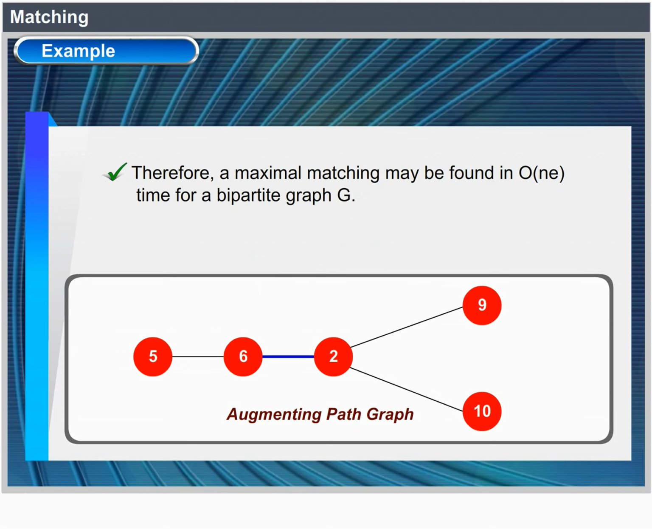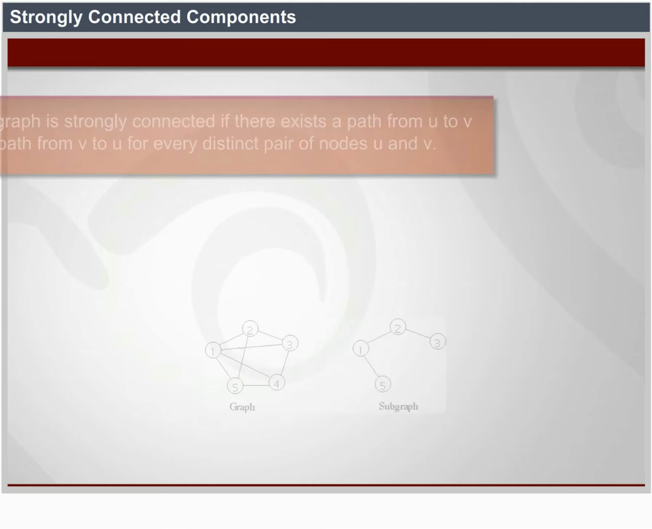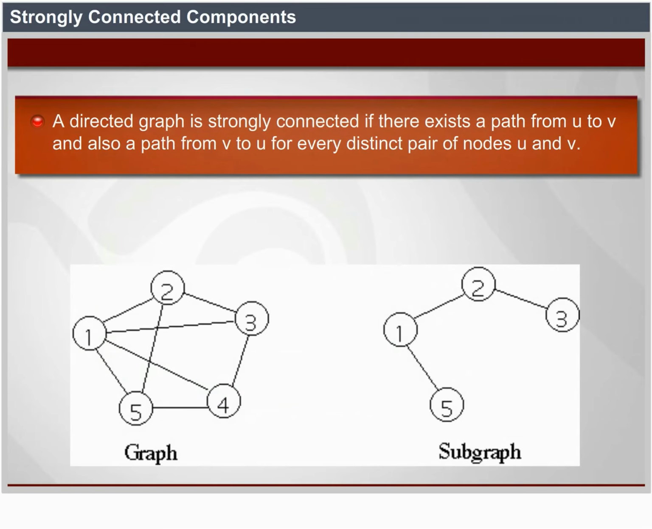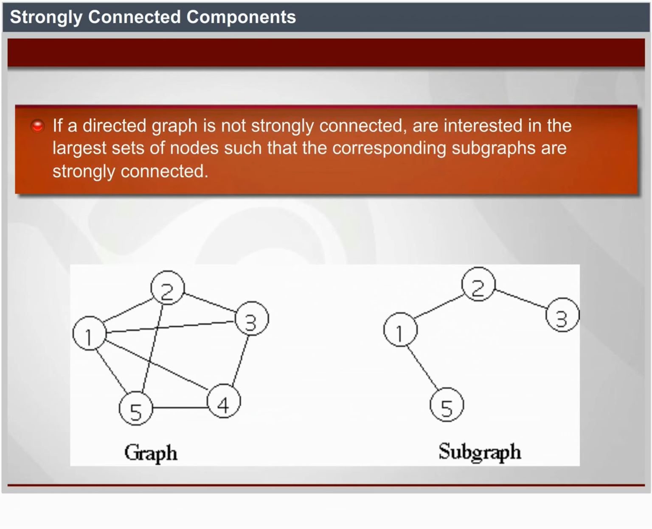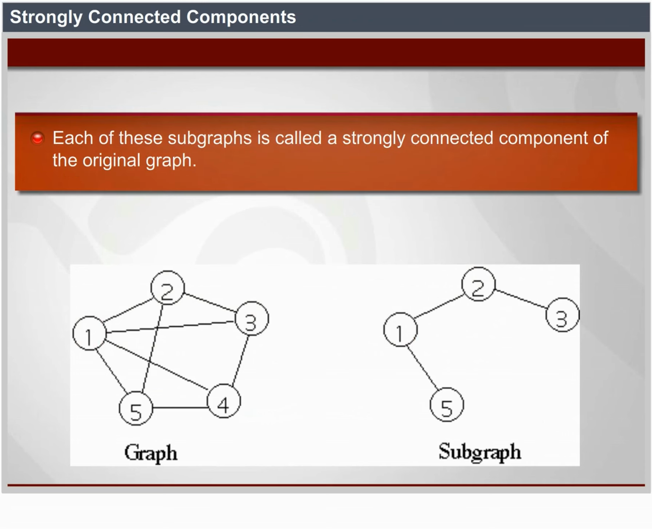Strongly connected components. A directed graph is strongly connected if there exists a path from u to v and also a path from v to u for every distinct pair of nodes u and v. If a directed graph is not strongly connected, we are interested in the largest sets of nodes such that the corresponding subgraphs are strongly connected. Each of these subgraphs is called a strongly connected component of the original graph.